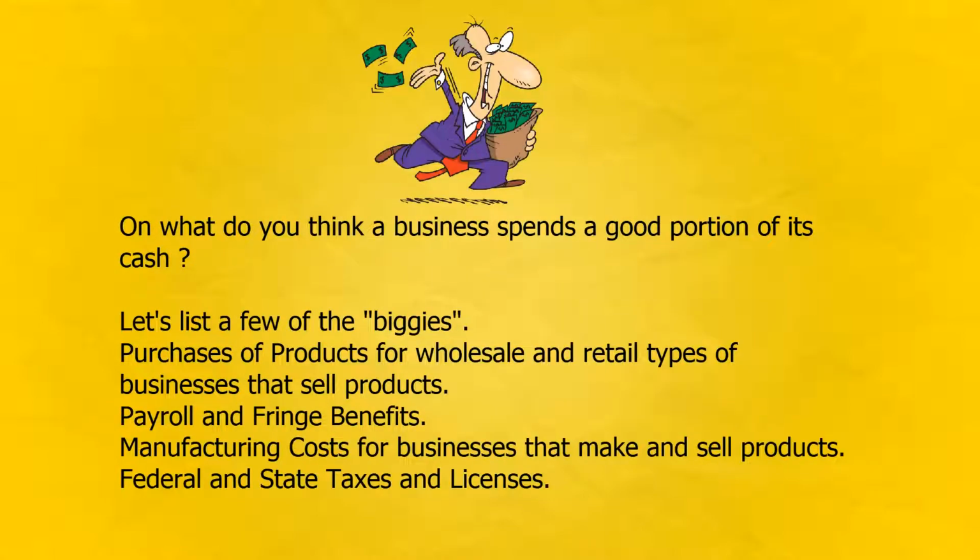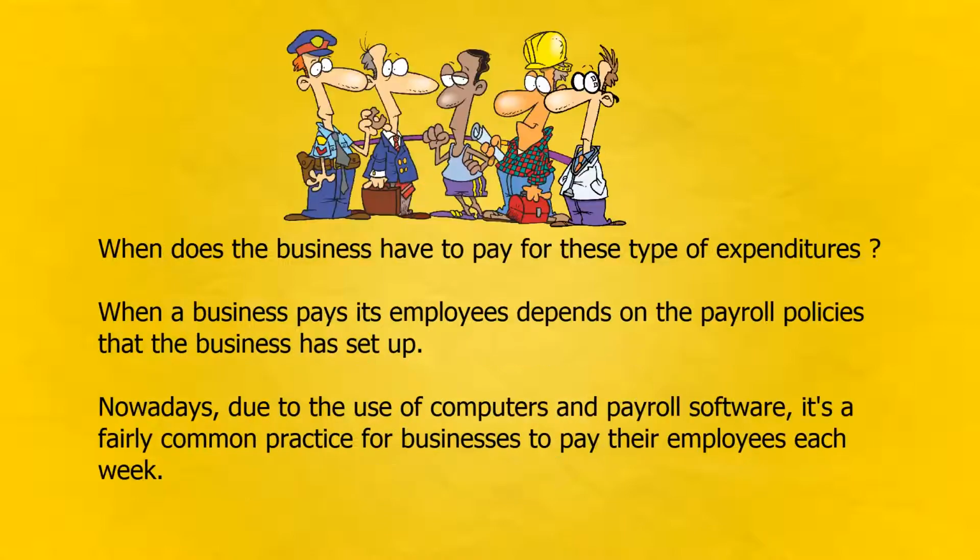On what do you think a business spends a good portion of its cash? Let's list a few of the biggies. Purchases of products for wholesale and retail types of businesses that sell products. Payroll and fringe benefits. Manufacturing costs for businesses that make and sell products. Federal and state taxes and licenses. When does the business have to pay for these type of expenditures?